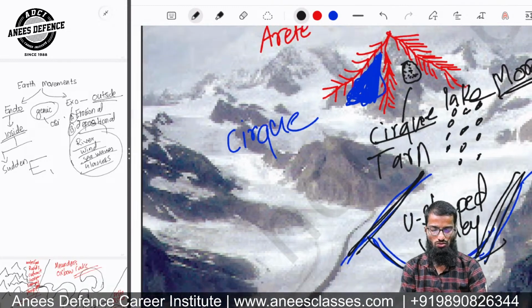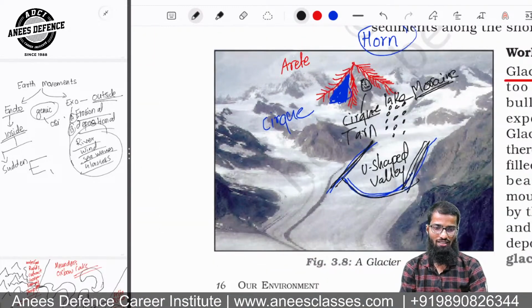So we have studied that much. There are further words also, for example esker, basket of eggs topography, and drumlins, but we will be studying that in the 11th standard NCERT. As of now, it is good for you to understand the work of ice.